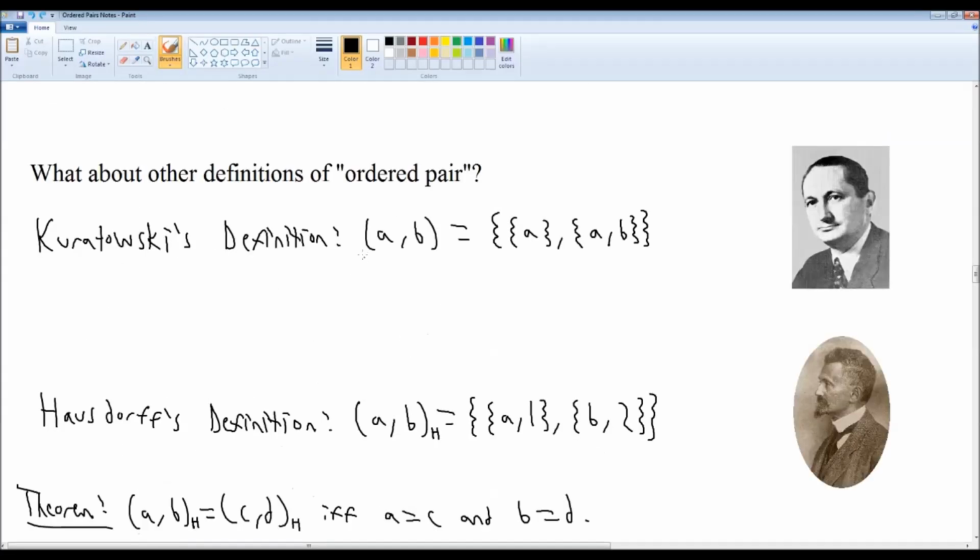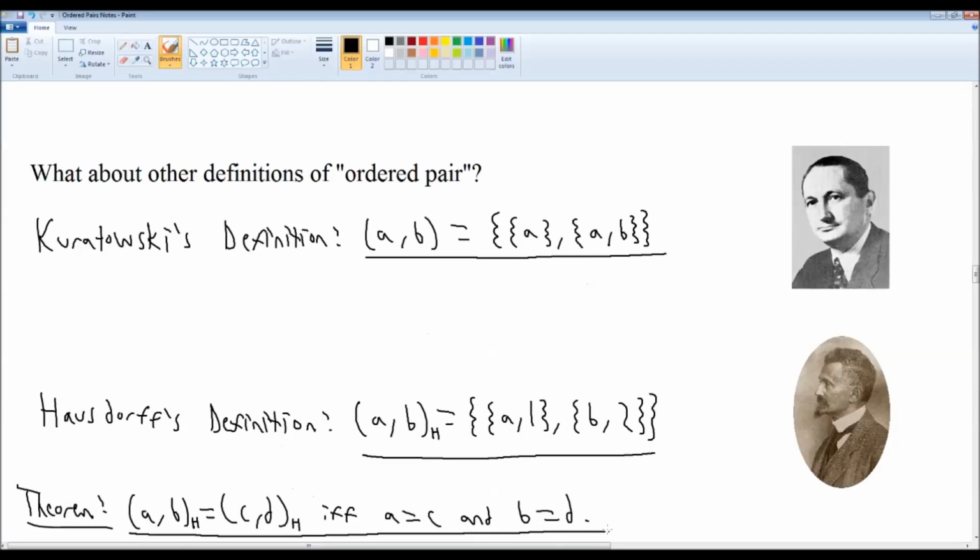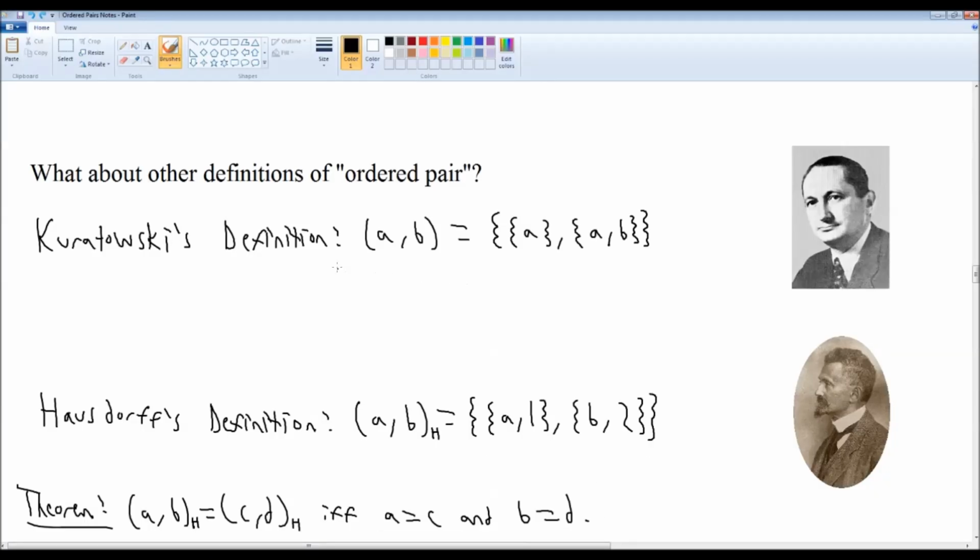So the moral of the story is, whether you use Kuratowski's definition or Hausdorff's definition, ordered pairs still behave the way that we would like them to. I think the reason Kuratowski's definition is mainstream is because it's a little nicer. Hausdorff's definition is a little bit ugly in that it requires these quote-unquote anchor points, 1 and 2. And these seem a little arbitrary, right? The only properties of 1 and 2 we use in the proof is that they're distinct, but that's it.